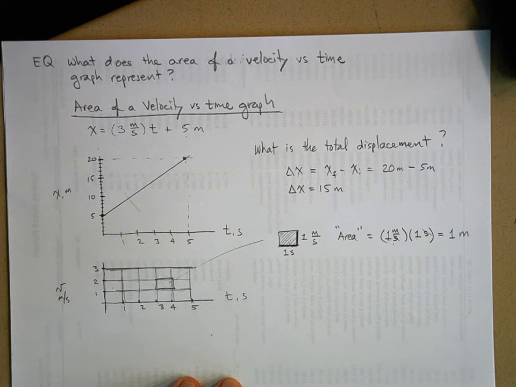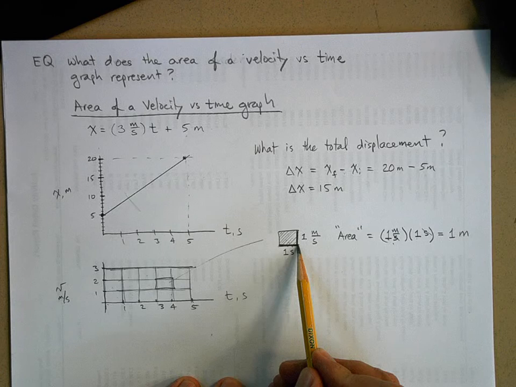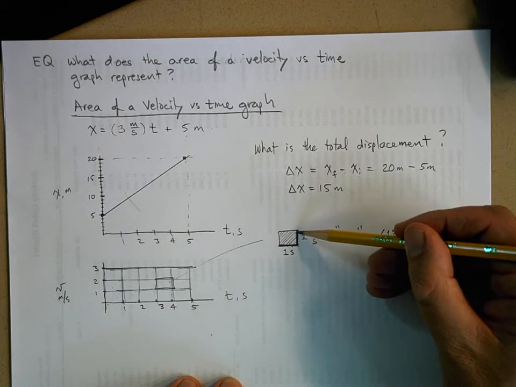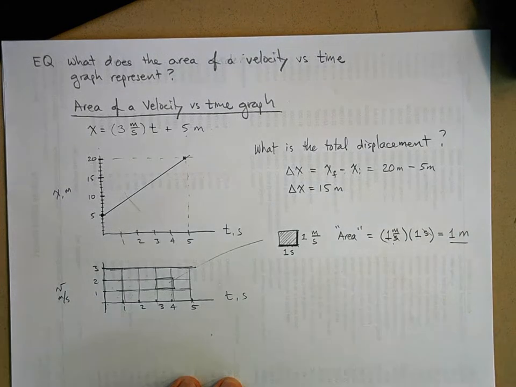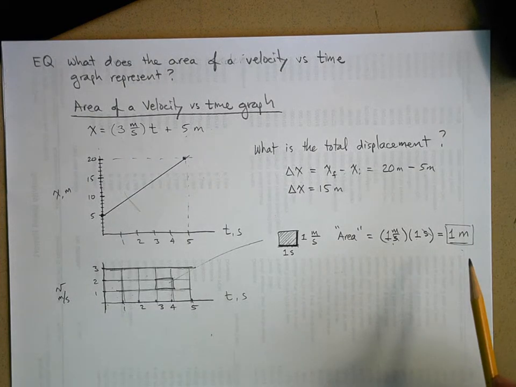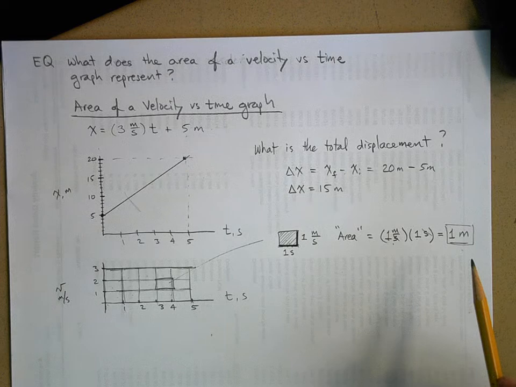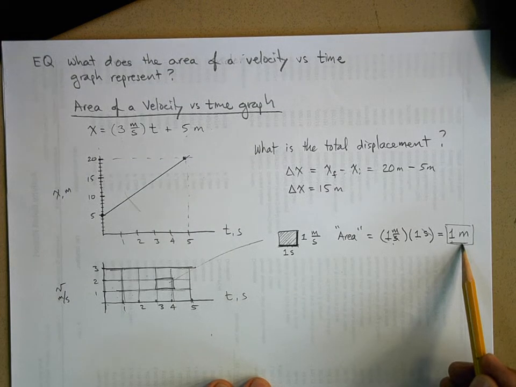What does it represent? Well, this length represents time. This length represents velocity. But what does this area represent? Acceleration? Distance? Nope. Position? It's not position. Okay, if I'm walking at 1 meter per second for 1 second, I have changed my position by 1 meter. Yes? What do we call that? Displacement. So this is 1 meter of displacement.